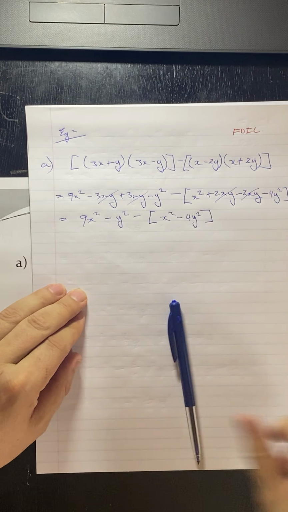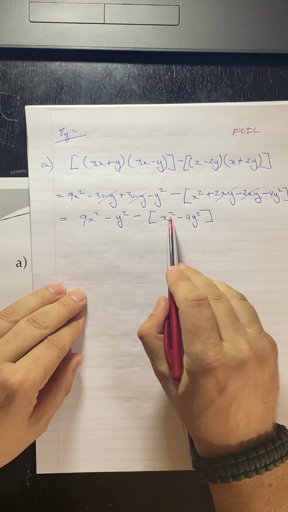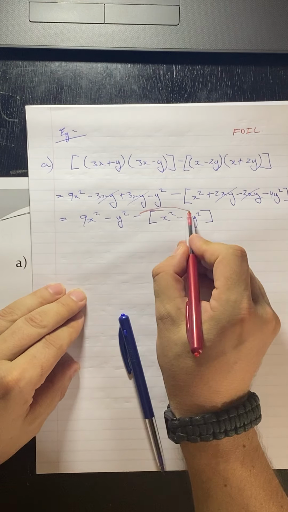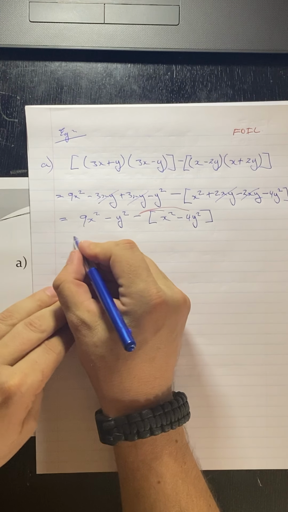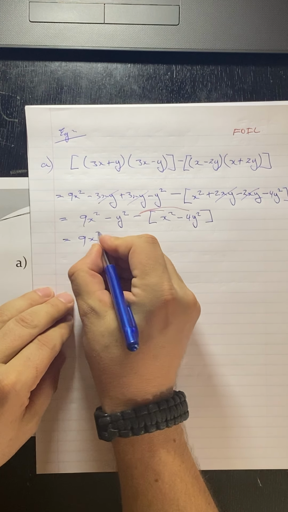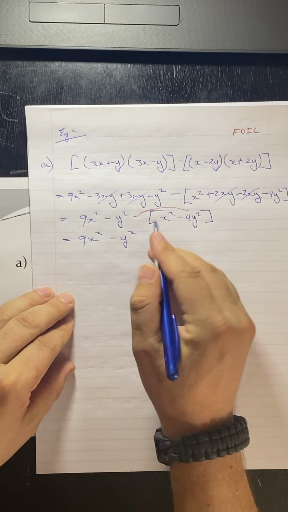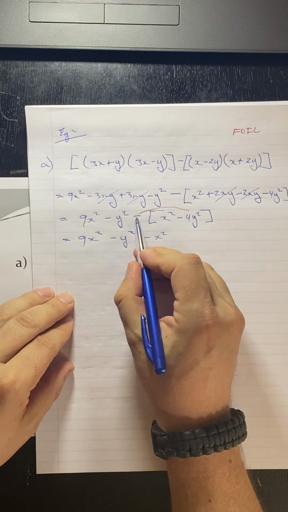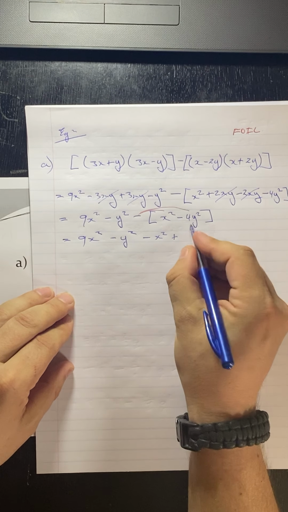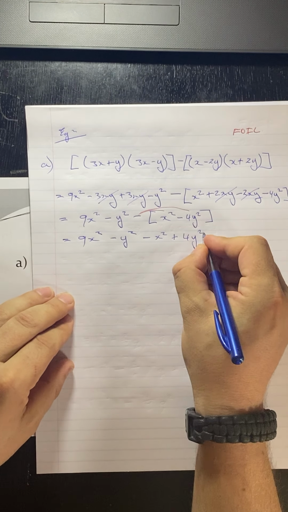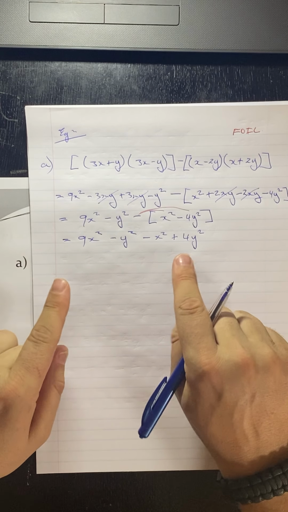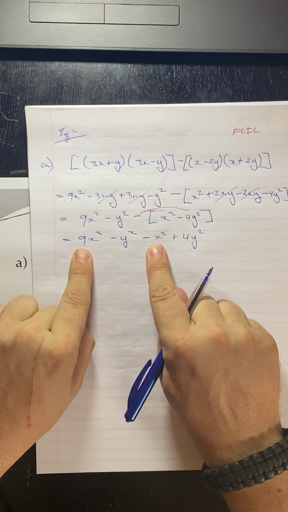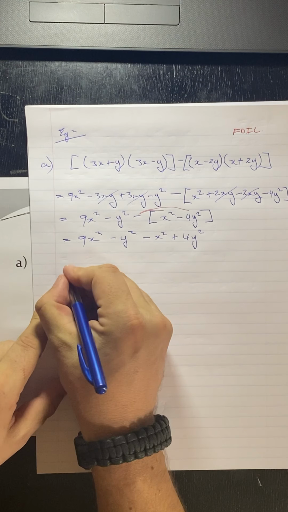Okay, now what I need to do is distribute this negative into both of these terms here. And when we distribute, we multiply. So this will leave us with a negative times a positive will give us the negative x squared. A negative times a negative will give us a positive 4y squared. Again, I must get like terms together. So there's an x squared and there's an x squared. So 9 minus 1 will give us 8x squared.